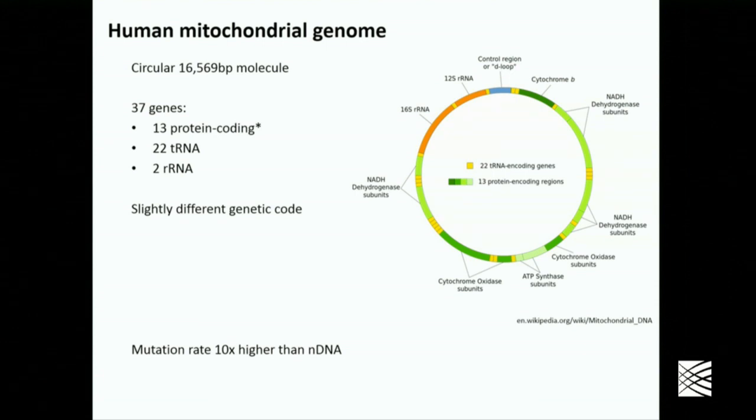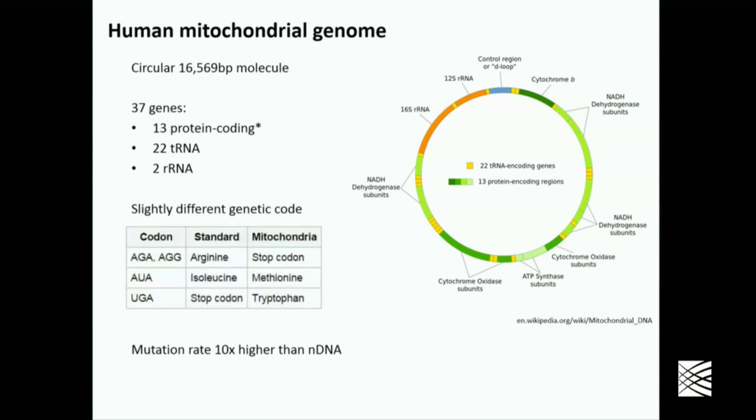The mitochondrial genetic code is similar to the regular one in the nucleus, but there are a couple important differences. Some codons that in general in the nucleus code for arginine now code for stop. There's a different one for isoleucine, and UGA, which is a stop codon in the nucleus, now codes for tryptophan. So you can imagine some differences here. If you have genes that are migrating from the mitochondria to the nucleus, you may have some differences in how they would be coded for. The mutation rate is about 10 times higher in the mitochondrial genome than it is in the nuclear genome.